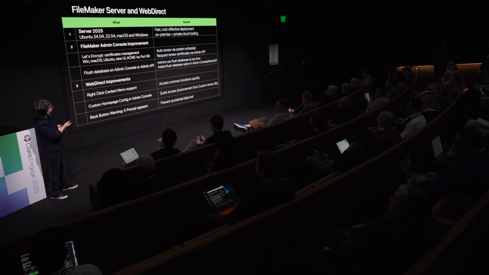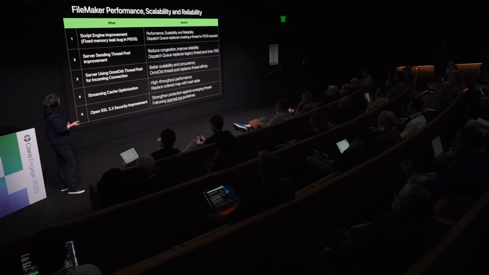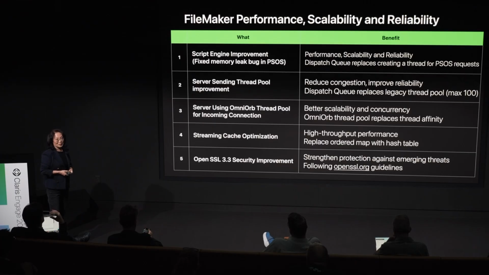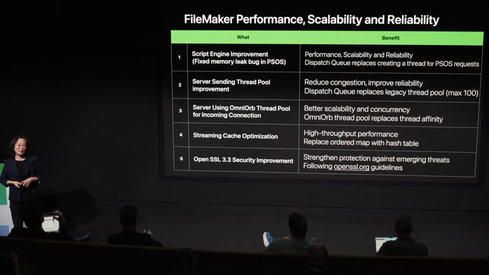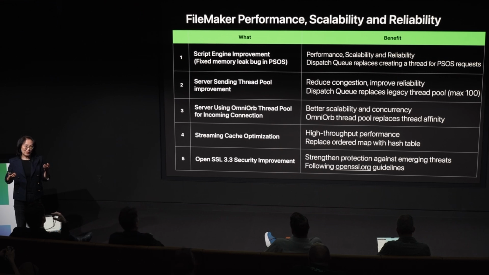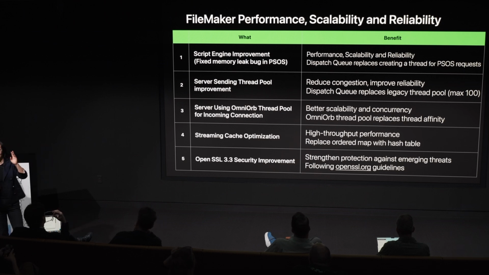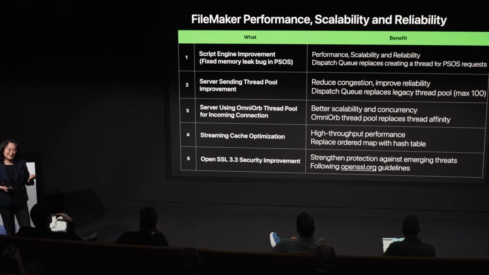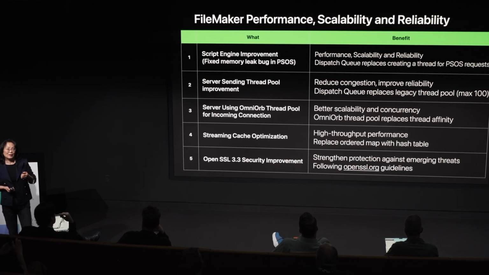All right, so next let's talk about PSR: FileMaker performance, scalability, and reliability. In 2025 Server, we improved the server with dispatch queue. Dispatch queue improves the performance for script engine and DB server.